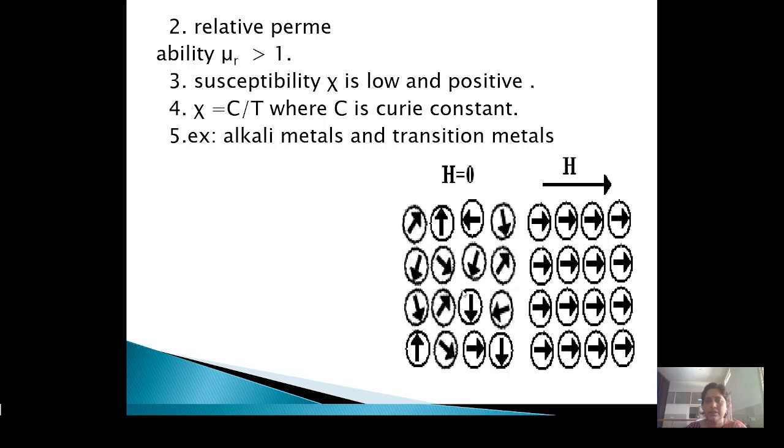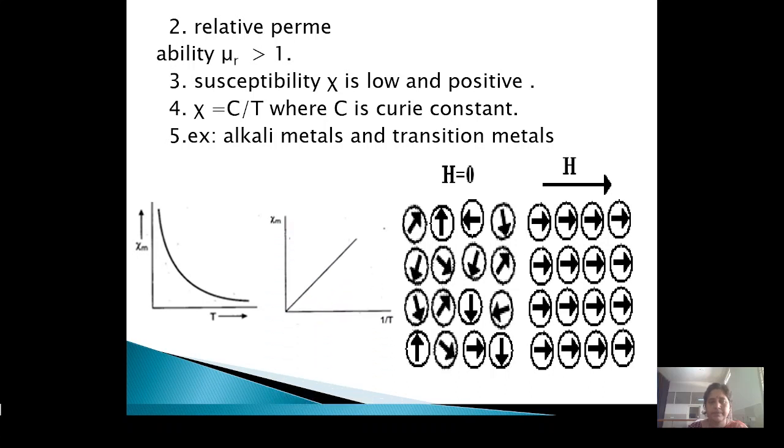Without a field they are aligned randomly due to thermal fluctuations. When you give the field, they are arranged regularly along the direction of the field. That's why they show magnetism. Here we give the graph between temperature and susceptibility, and here 1 by T and susceptibility.